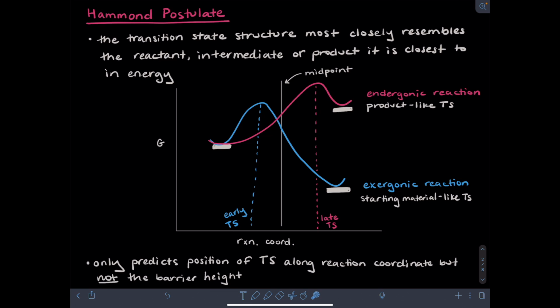Importantly, the Hammond postulate tells us about the placement of the transition state and its resemblance to the starting material or product, but it does not tell you about the barrier height.